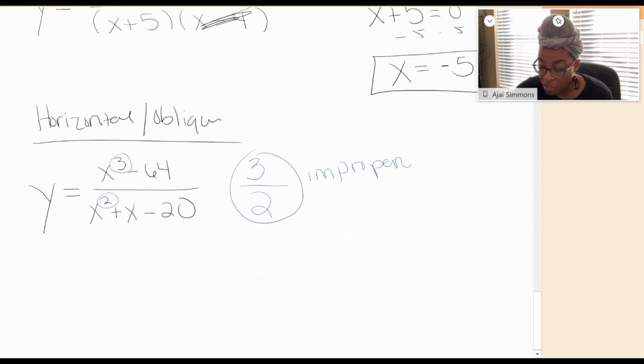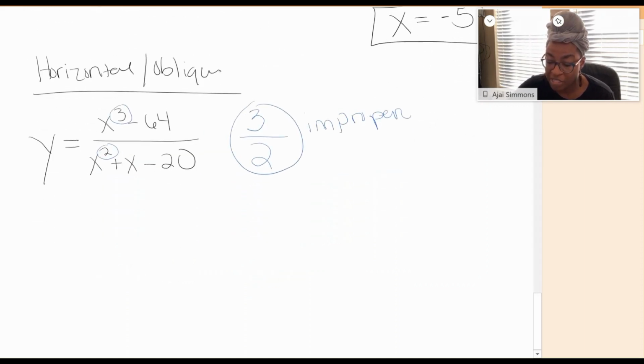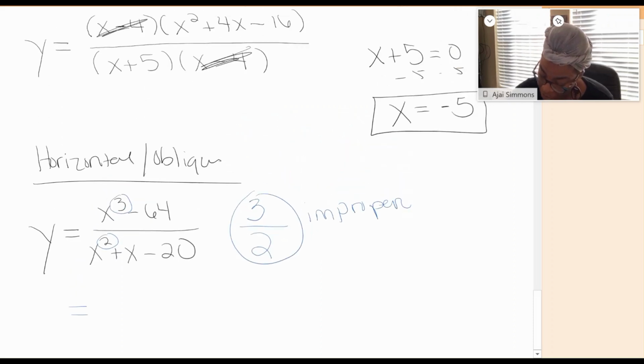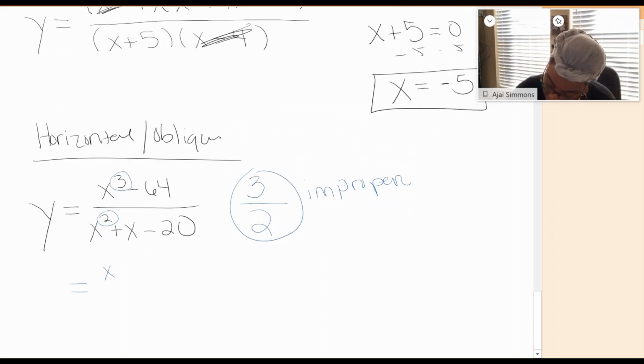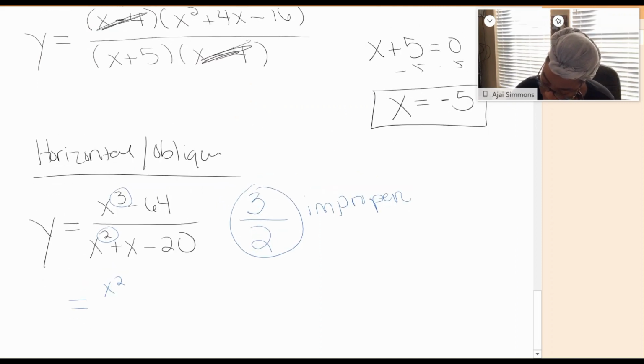So what you would do if you have an improper fraction and the numbers are not the same, you have to do some type of division. You have to do either long division or synthetic division to solve this problem. I'm going to look at the reduced form of this problem, which is going to be x plus 4 minus 16. I'm going to reduce this because it helps me use synthetic division instead of long division.